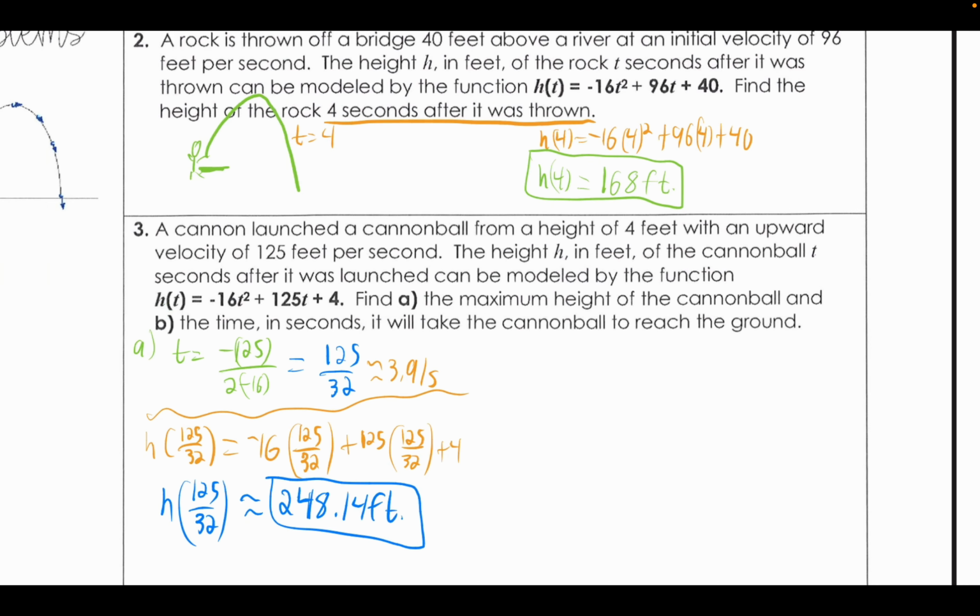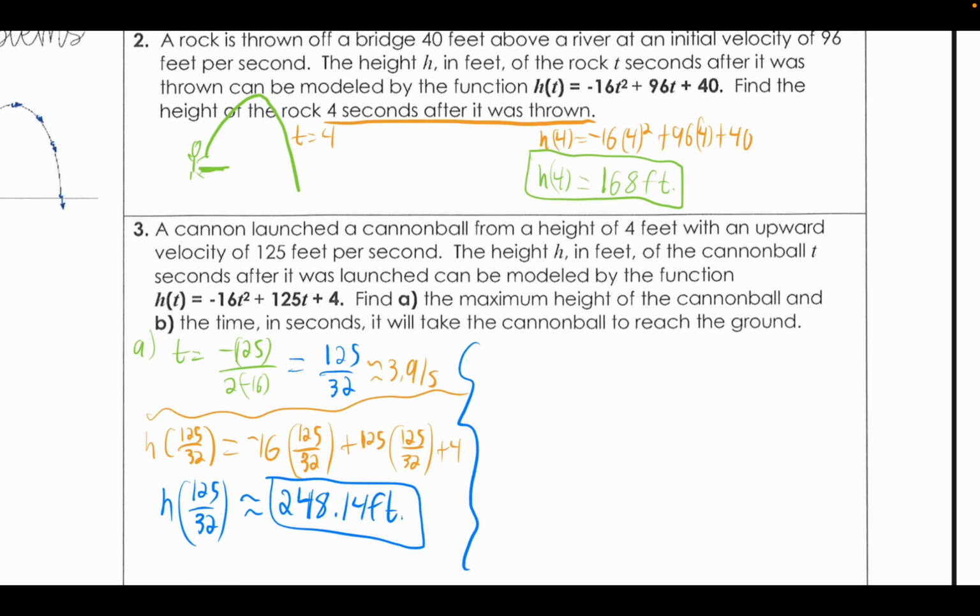If you were to put in 3.91 rather than 125 over 32, you'll get a slightly different number than mine, but that's okay. As long as you show your work and I can see what we plugged in, I'll be able to tell the answer you got, and I'll be okay with that, as long as the math was still good to get this number.